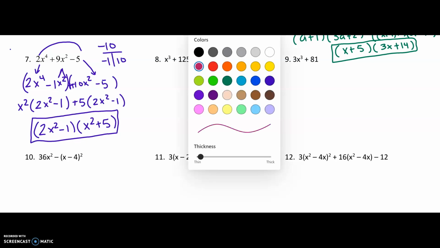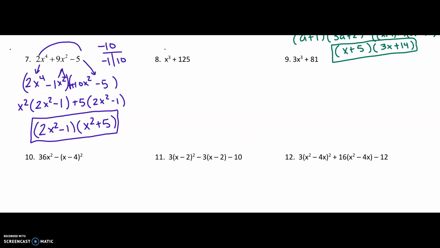The next problem, I need to look for a GCF, but there is not one. But I have a binomial, so it's either a difference of squares, which it's not because it's a plus sign, or a sum of cubes. Well, x cubed and 125 are both perfect cubes, so it is a sum of cubes. So I take the cube root of each part, that's my a and b. The cube root of x cubed is x, the cube root of 125 is 5, and then I can write my form.